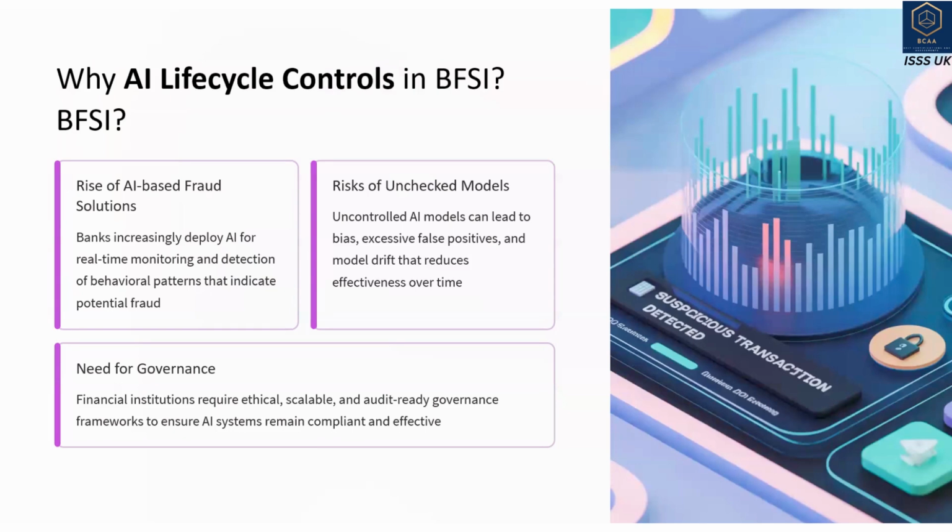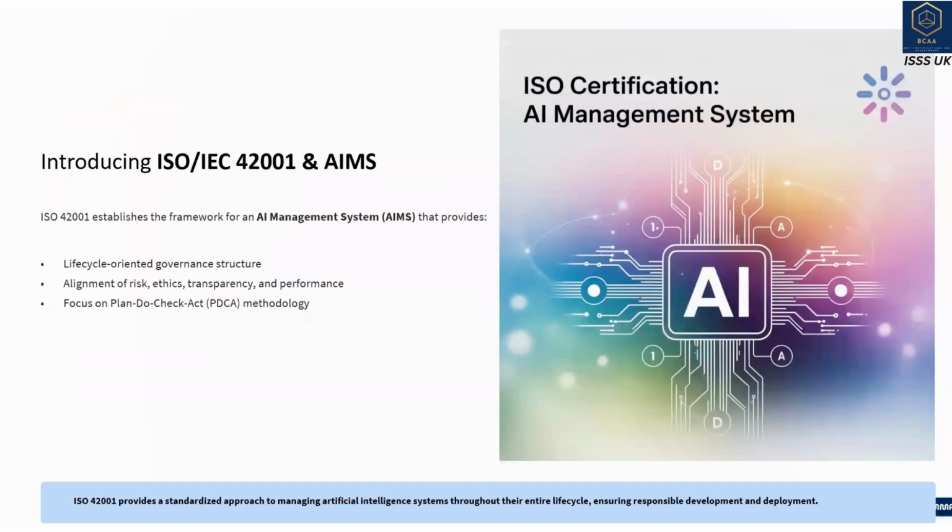Financial institutes require ethical, scalable, and audit-ready governance frameworks before deployment of any models, before deployment of any workflows into the production environment, and that makes the system compliant with RBI and payment systems, and makes them very effective, right? To meet all this, it is important that there should be a standard governance framework around AI management systems, which we call AIMS.